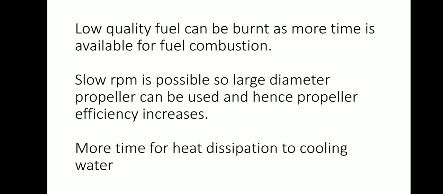And in this super long stroke, we can burn low quality fuel, meaning heavy fuel oil and low grade fuel. That is an advantage, even though it takes more time to burn. So for burning low quality fuel, this is a great use. Slower RPM is possible, so a large diameter propeller can be used. Here the RPM is very slow, so a large diameter propeller can be used because more power can be produced.